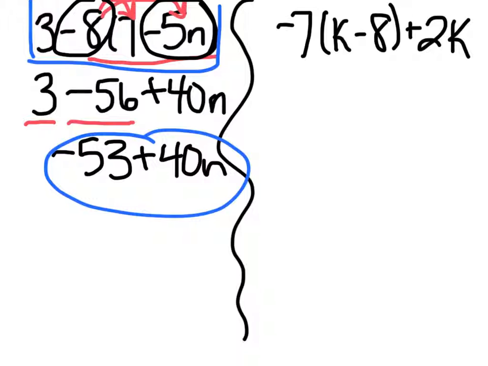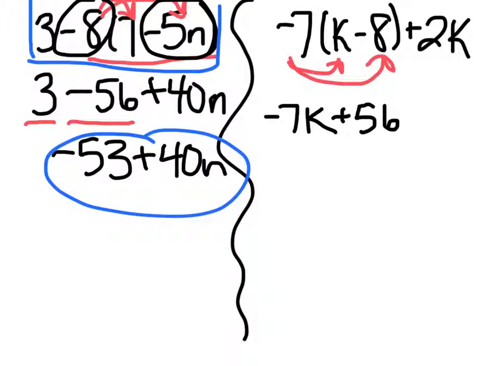Let's try the next one. Negative 7 times k minus 8 plus 2k. Again, I notice I can't do anything with the negative 7 until I distribute it. So I'm going to need to distribute it there and there. Negative 7 times k is negative 7k. And negative 7 times negative 8 is a positive 56. And then I can just bring down the plus 2k.